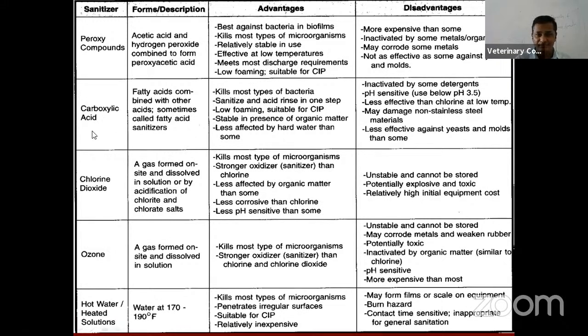Carboxylic acid and phenol are not that popular. Chlorine dioxide is a gaseous form of chlorine. With ozone, there is no germicidal action left as a residual effect. Unlike chlorine, where there is a residual effect due to the residual chlorine remaining, ozone acts only at a point in time. It is a very strong oxidizing agent. Hot water or steam is best because there are no issues associated with it. But the only major drawback with hot water production is the energy required to heat the water.